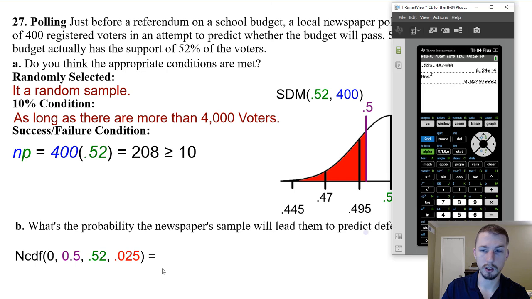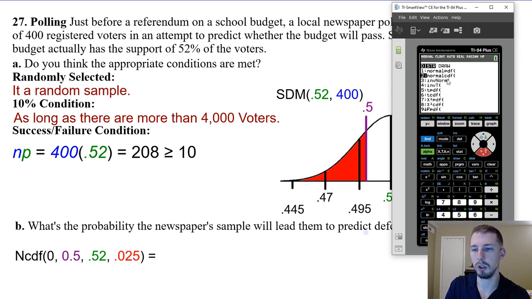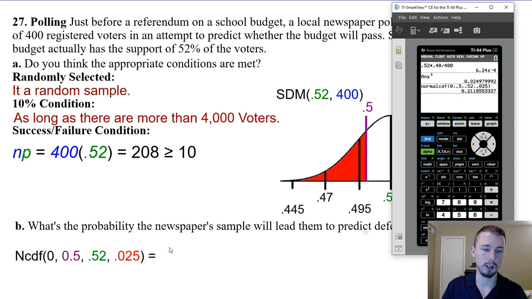Put that in the calculator. I'll go ahead and do it for you so you can see just in case. So we go to second variables, which is the distribution menu. The second one, which is normal CDF, stands for cumulative density function. Our lower limit, we're going to go from 0. Our upper limit, we're going to do 0.5, centered at 0.52 with a standard deviation of 0.025. All right, then hit paste and enter, and that's going to give us 21.2% essentially.